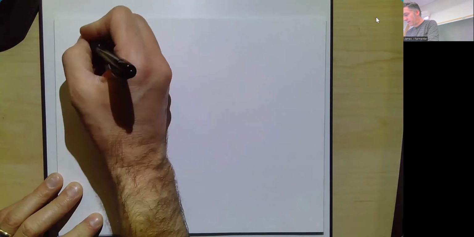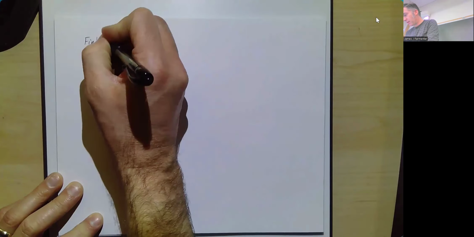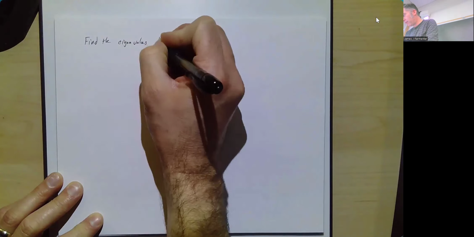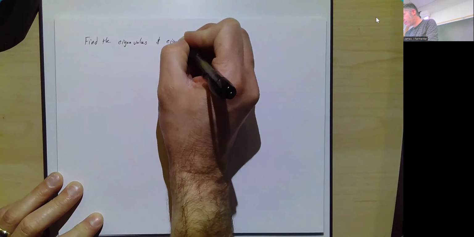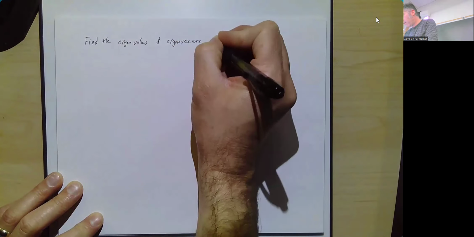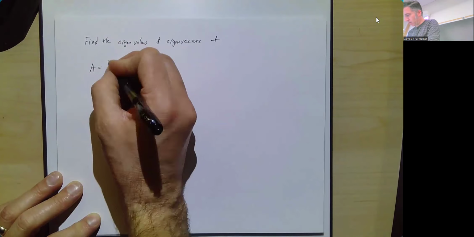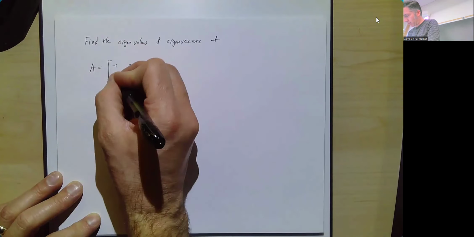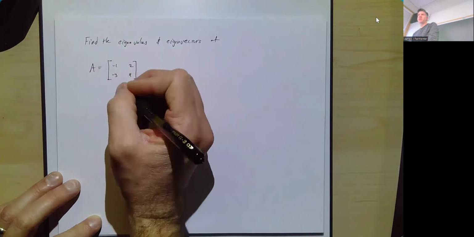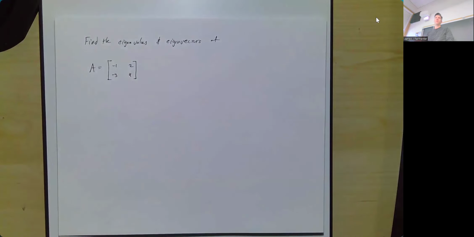And we'll start off by actually doing the hard part first, and then we'll get to the easier part second. So let's find the eigenvalues and eigenvectors of the matrix A equal to -1, 2, -3, 4. Whenever I'm reading a matrix, I'm always reading rows first and then columns, like first the first row, then the second row, then the third row.